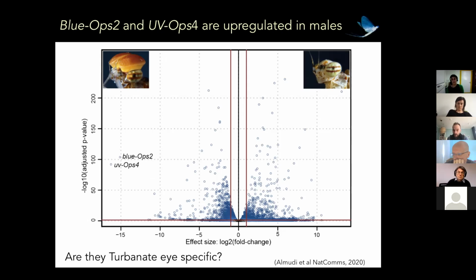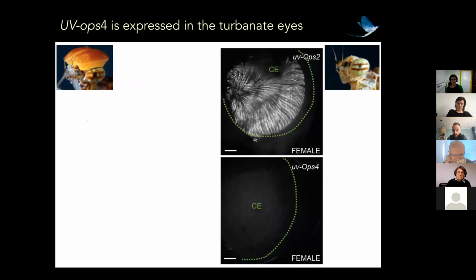So at this point we learned that they were male specific, but were they turbanate eye specific? So we did some in situ hybridizations, and here you can see, for example, the UV opsin 2, which is common, so it is equally expressed in males and females, and we observe that the female expresses it in the compound eye normally. When we go to this male-specific opsin, the ultraviolet opsin 4, the female doesn't express it as we expected from our RNA-seq data.